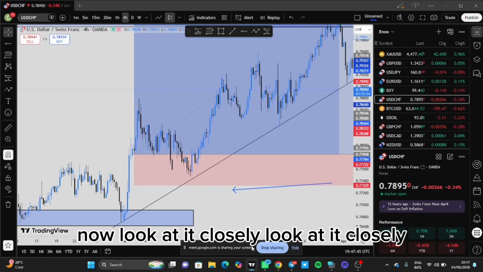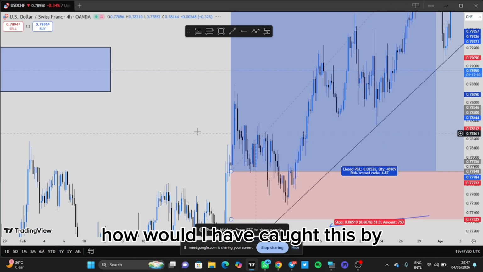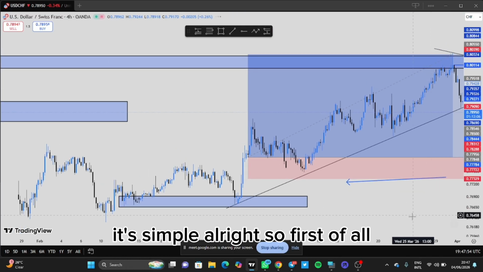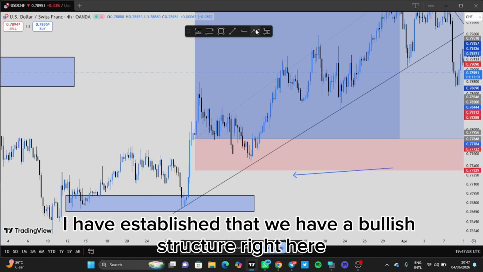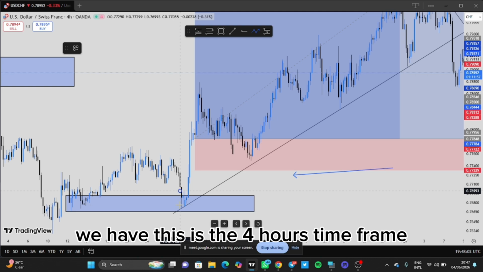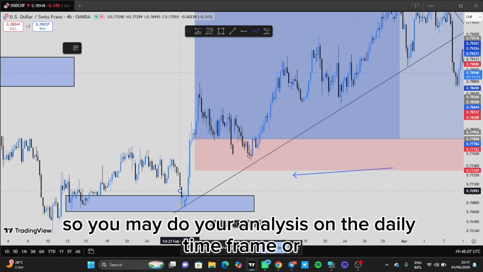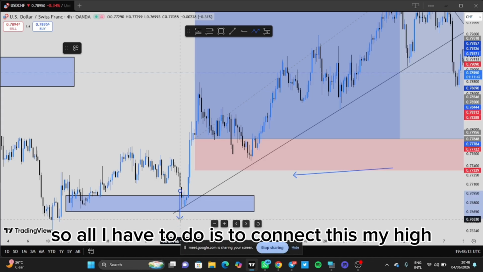Now look at it closely. How would I have caught this buy? It's simple, right? So first of all, I have established that we have a bullish structure right here. This is the 4 hours time frame. Take note, this is where I do my analysis most of the time. So you may do your analysis on the daily time frame or stay the same 4 hours or 1 hour time frame.